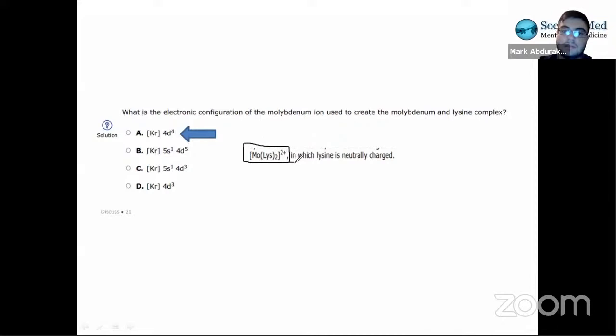And in this specific combination, lysine is neutrally charged, right? Like I mentioned, lysine is usually positively charged. We know at base pH, it's positively charged. It's a basic amino acid, but here specifically it's said to be neutrally charged. So that means the 2 lysines are 0, but the overall charge is +2.